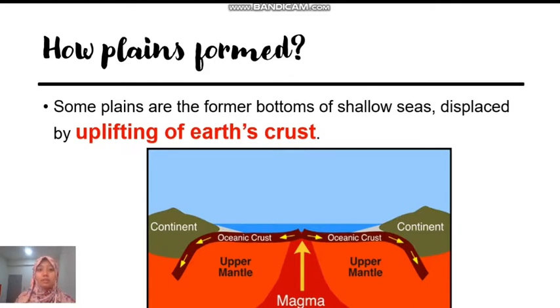Next, how do plains form? There are three ways on how plains form. Firstly, because of the uplifting of the earth's crust. As you know, in the inner layers of the earth, there is a hot pressure that comes from downwards. This pressure will push the oceanic crust, and eventually this oceanic crust will rise up above the water level, and then this crust will form the plains.